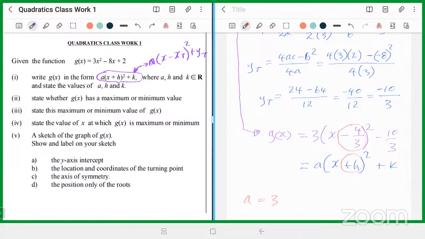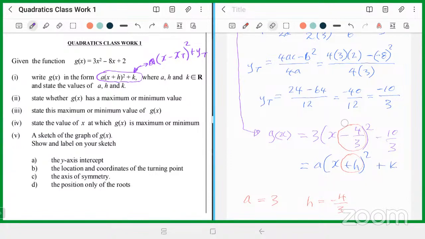You cannot ignore the negative sign there. Where they gave us a plus H, we're ending up with a minus 4 over 3. It means then that plus H is equal to minus 4 over 3. But generally speaking, we don't write an expression with the plus in front of it if it's a positive value, so we can remove the plus. And so the H is just minus 4 over 3.